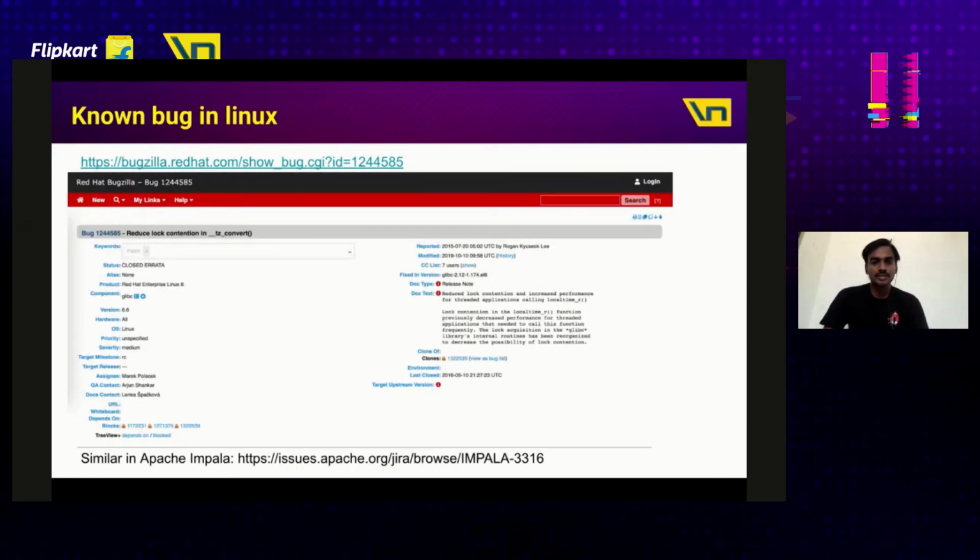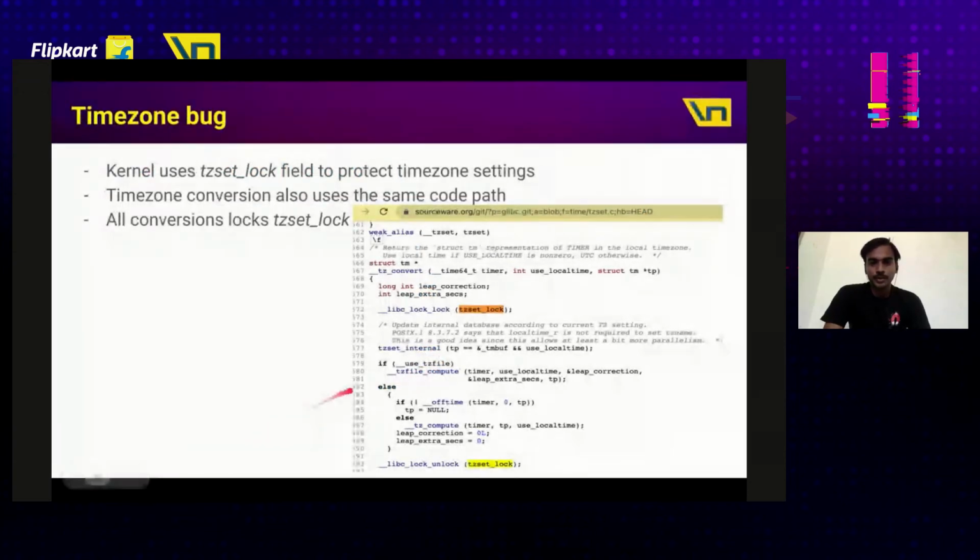After analysis, we found that this seems to be a known bug in Linux where whenever you do time zone conversion at a high concurrency, it leads to lock contention. It elevates the system CPU level also. This is faced in many open source databases also, like Impala. And this is the respective code snippet I could find in the Linux glibc internal library. Here, at a high level, I highlighted two lines. It talks about something like the time zone set lock: initially we lock the data structure, we do some work, and finally we unlock it. Basically, this data structure is used to protect time zone settings.